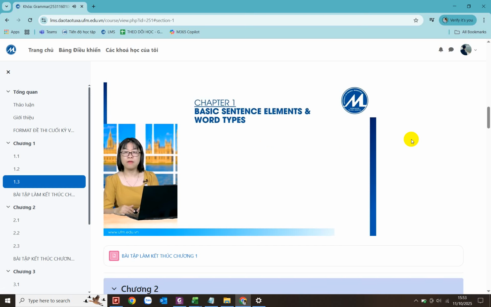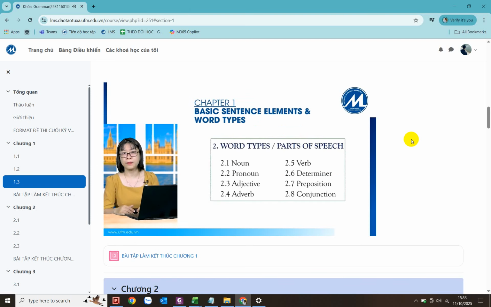So, today we have looked at 4 final types of words in English, including verb, determiner, preposition, and conjunction. Please finish all your homework via the link in the slide.